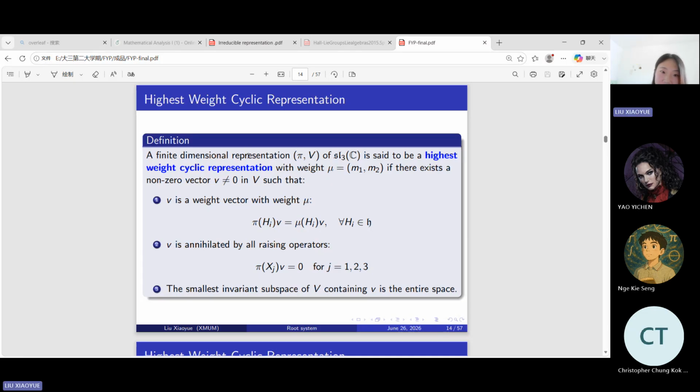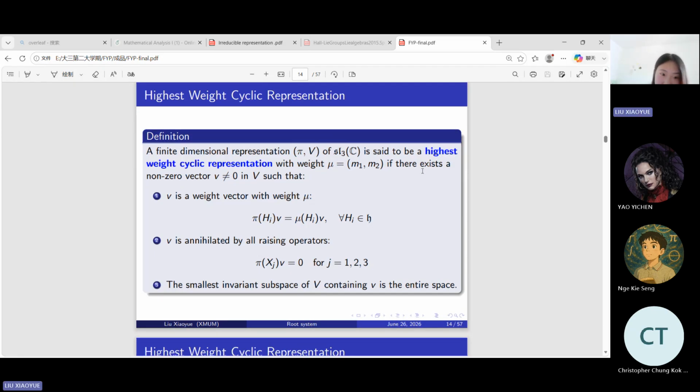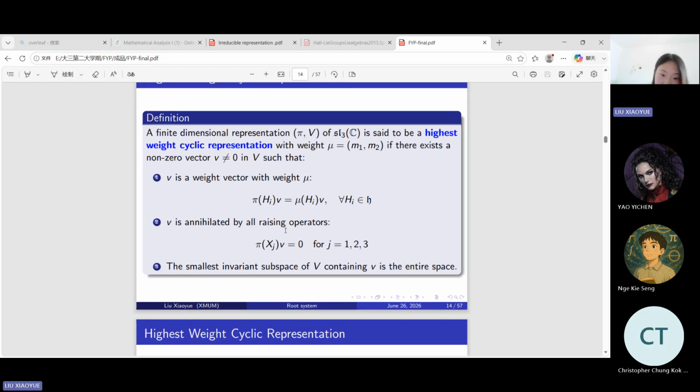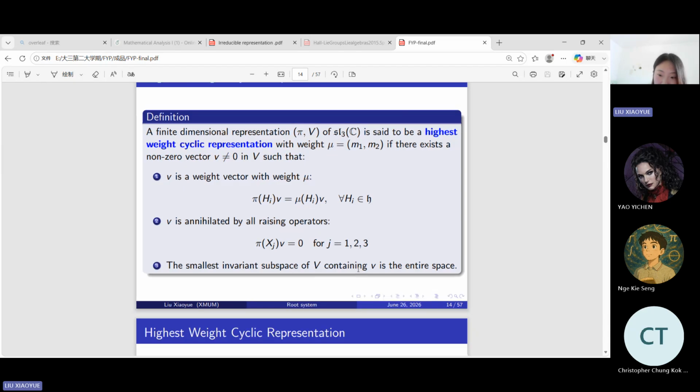A finite dimensional representation has a highest weight vector V with weight mu if there exists a non-zero vector V satisfying: first, it is an eigenvector of Hi for all Hi in the Cartan subalgebra, with weight mu; second, it is annihilated by all raising operators; and third, the smallest invariant subspace of V containing v is the entire space.